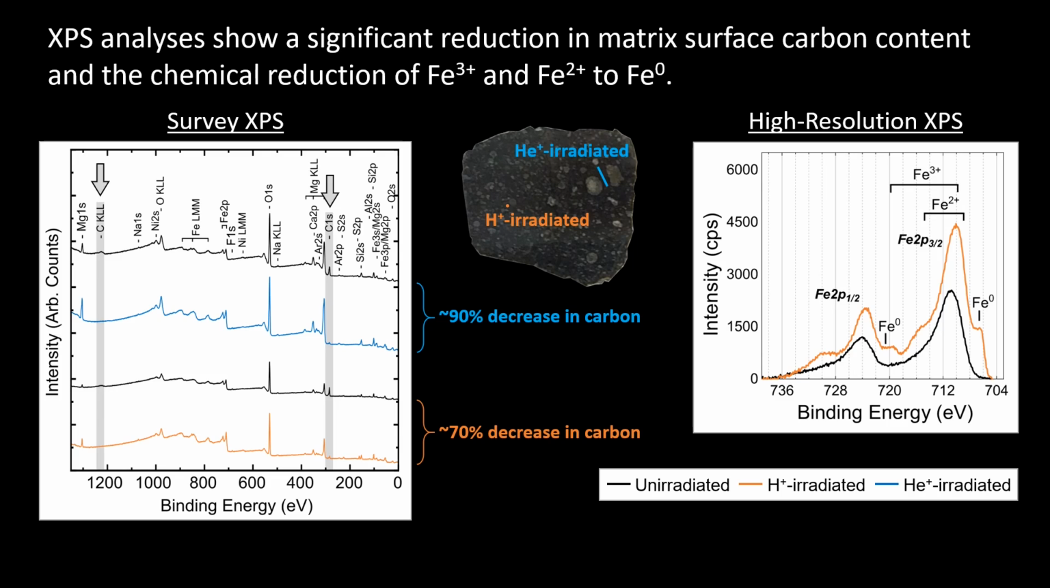Now on the right is a graph showing high resolution XPS spectra from the iron 2p region. And this indicates that ion irradiation chemically reduces some ferric and ferrous iron to metallic iron.